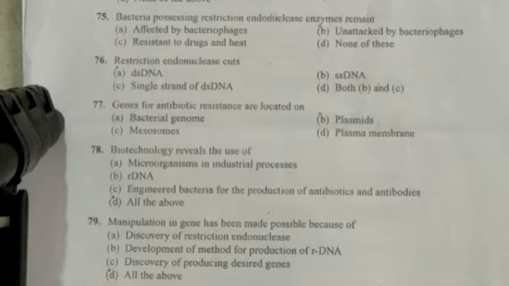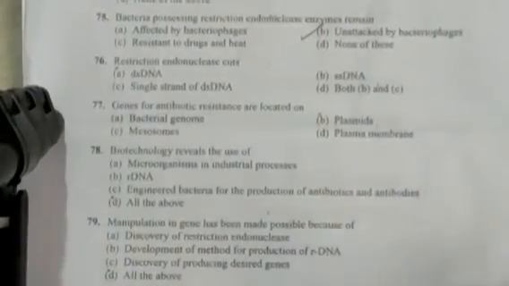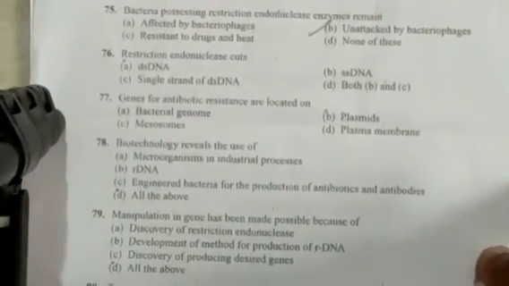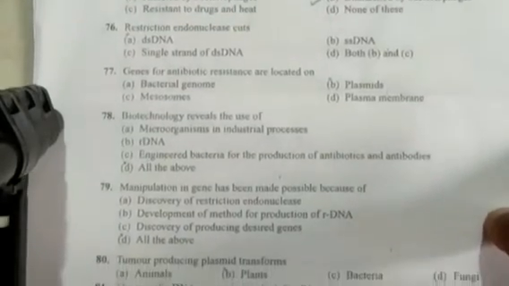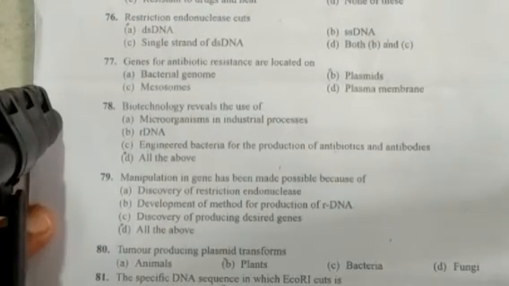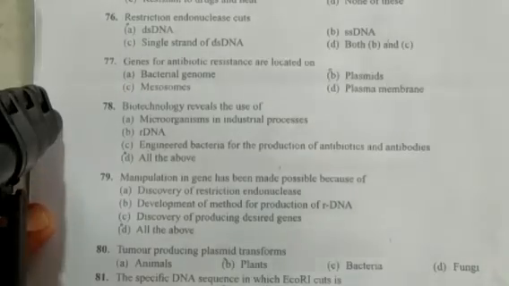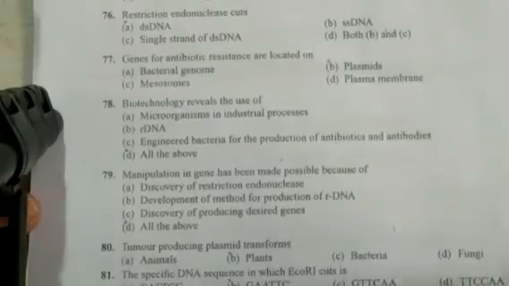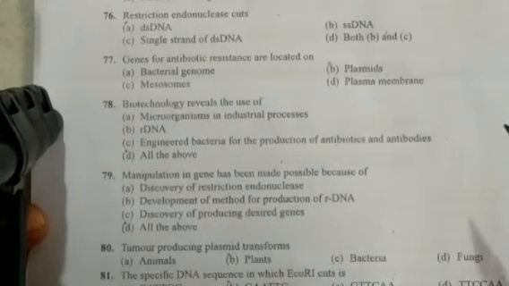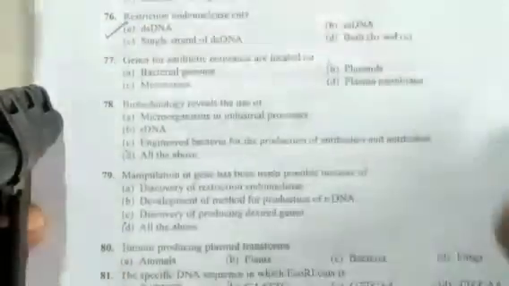Bacteria possessing restriction endonuclease enzyme remain affected by bacteriophage? No. They remain unattacked by bacteriophage. Clear? It remains as it is. It won't get damaged. So unaffected by bacteriophage. Next, restriction endonuclease cuts. What does it cut? A, double strand DNA, B, single strand DNA, C, single strand DNA or double strand DNA, D, both B and C. No, the answer here is it cuts double stranded DNA. Restriction endonucleases.